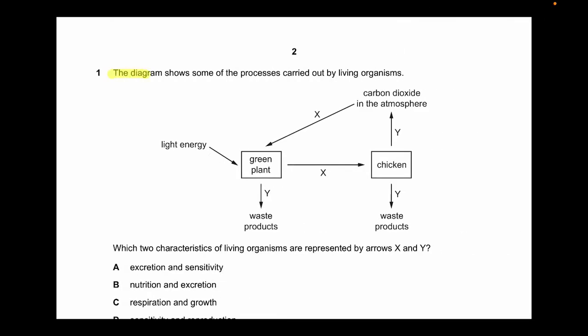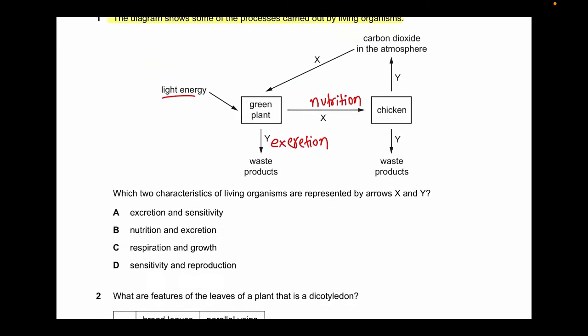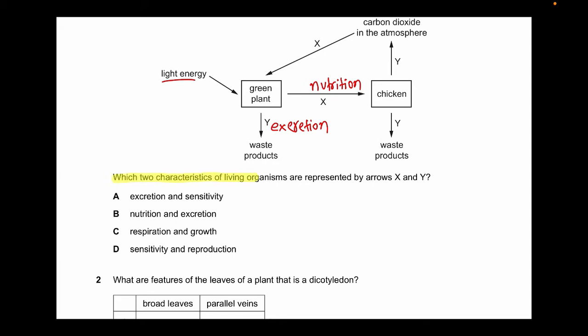Question number 1. The diagram shows some of the processes carried out by living organisms. So we can see light energy taken in by green plants and waste products, so definitely excretion, and X, green plant going to chicken, definitely nutrition. Which two characteristics of living organisms are represented by the arrows X and Y? So X is nutrition and Y is excretion. Option B is the correct answer.